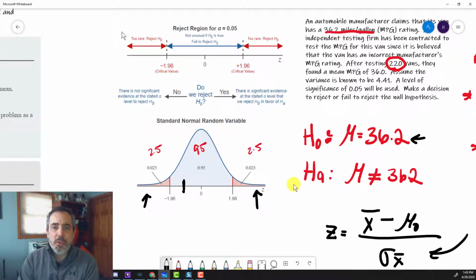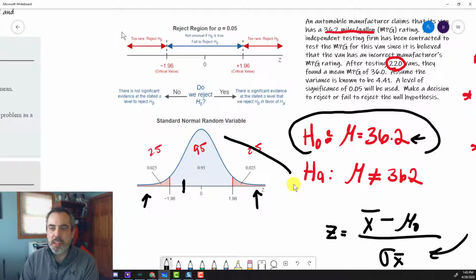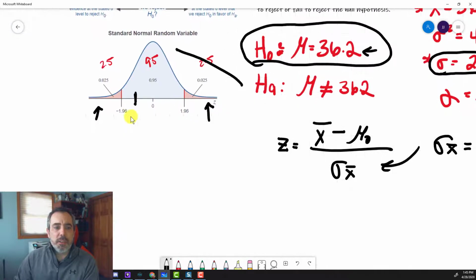So in this case, we would say that I am not going to reject the null hypothesis, and I'm going to assume that they are still correct. They're still true. Now, keep in mind, this uses a critical value of 1.96.